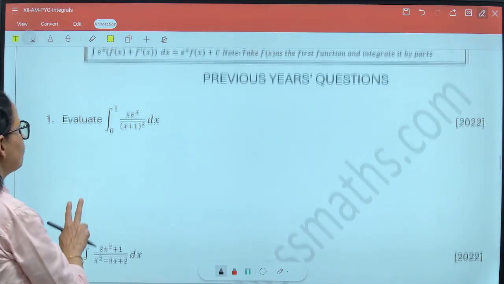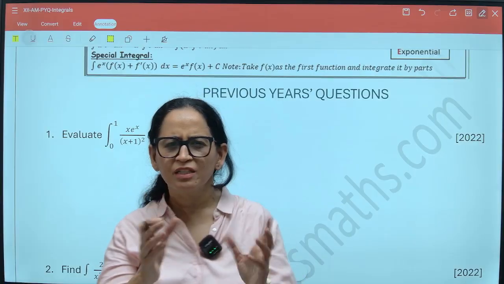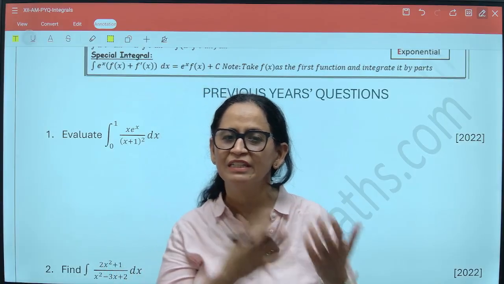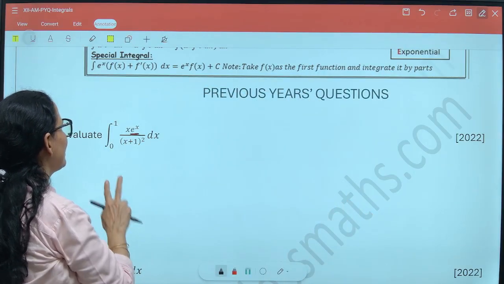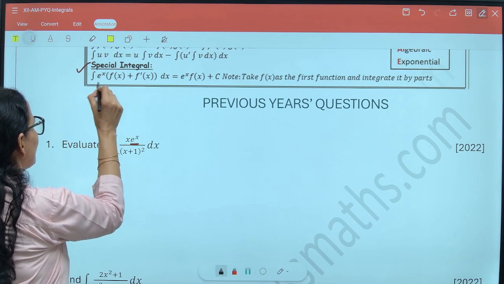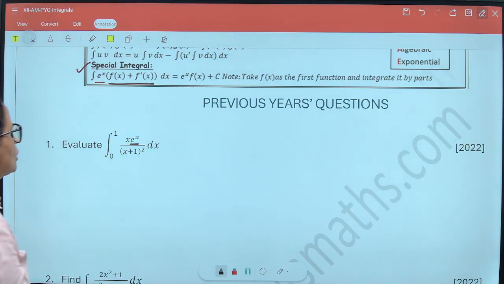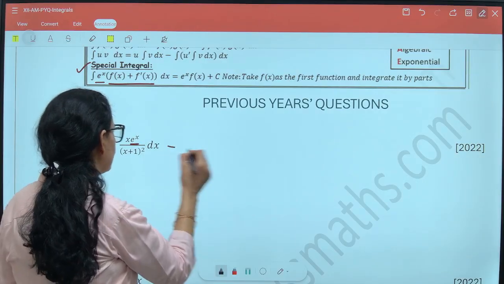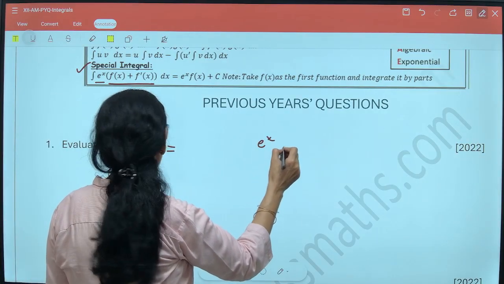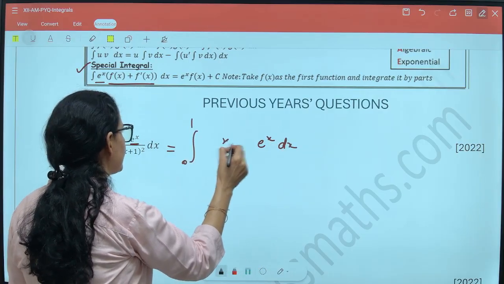Whenever you have a question on integration, try to understand the pattern of the question. Look at the question and see how to solve it, where it fits in, what category of questions it is. So whenever you see e raised to power x, think of this property where you have e raised to power x times f(x) plus the derivative of the function within the brackets. But you don't see the function and its derivative clearly here. So let's simplify it a little bit so that we can see e raised to power x dx, put it aside, and then you have x upon (x plus 1) whole square.